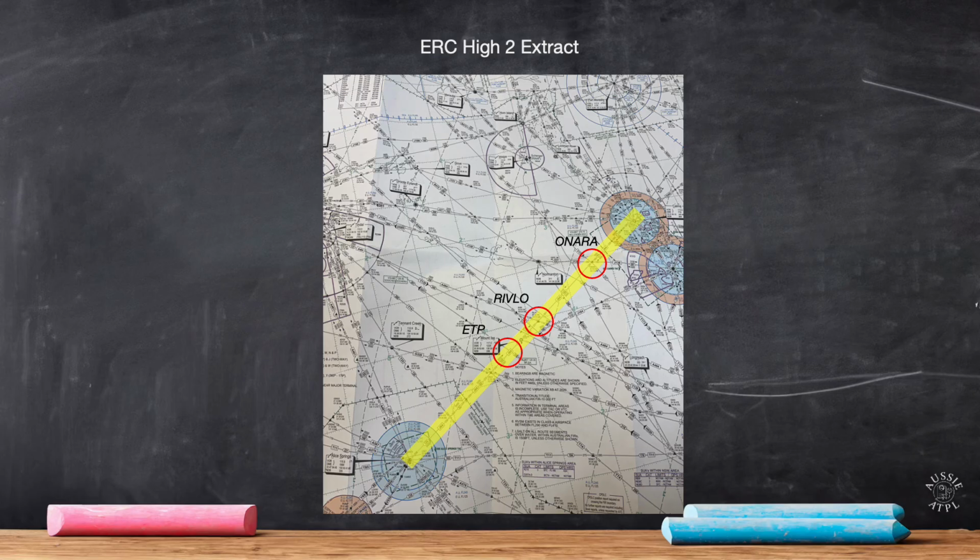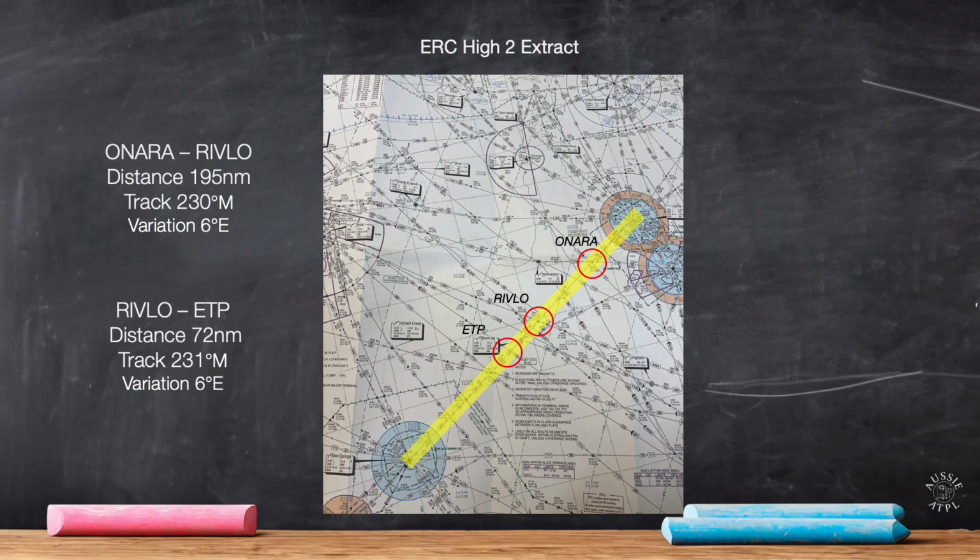What I like to do when I've got the map open is find all the tracks and magnetic variations that I'm going to need for the entire question. That way I don't have to go back and look at the map every time I need extra information. So Onara to Rivlo, the distance is 195 nautical miles, and we've got our track and magnetic variation as well.